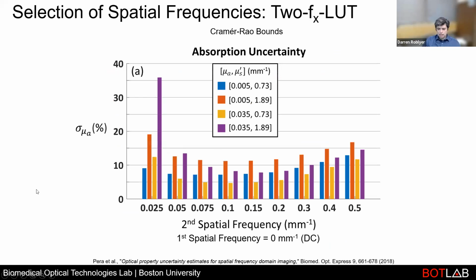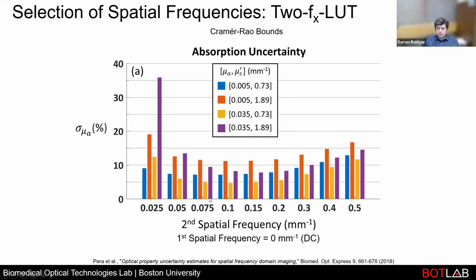And I had a postdoc that wrote a paper about this, again back in 2018. What she did is she looked at combinations of DC with a second spatial frequency, and that second spatial frequency is shown on the x-axis. What you're looking at in the plot is the mu-a uncertainty, the uncertainty that's caused simply by the inverse model lookup table. Each color in the bar is showing a different theoretical tissue optical property. We looked at low mu-a, low mu-s prime, low mu-a, high mu-s prime, high mu-a, low mu-s prime, and high mu-a, high mu-s prime.